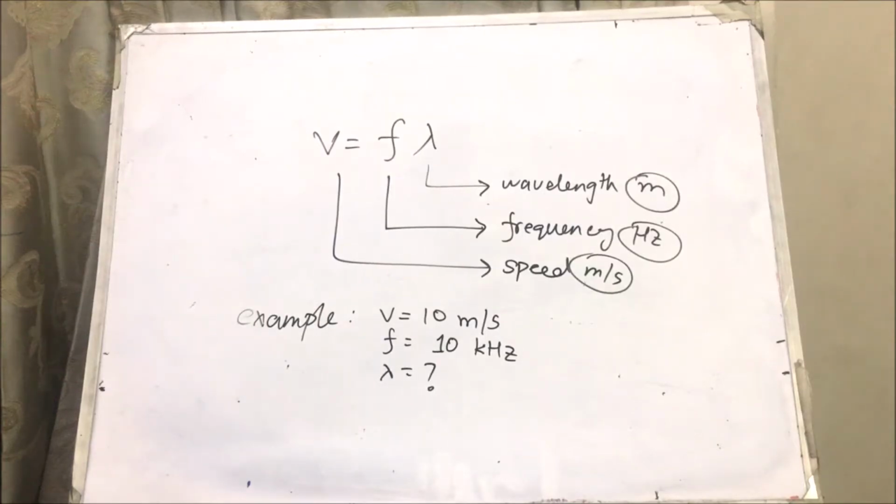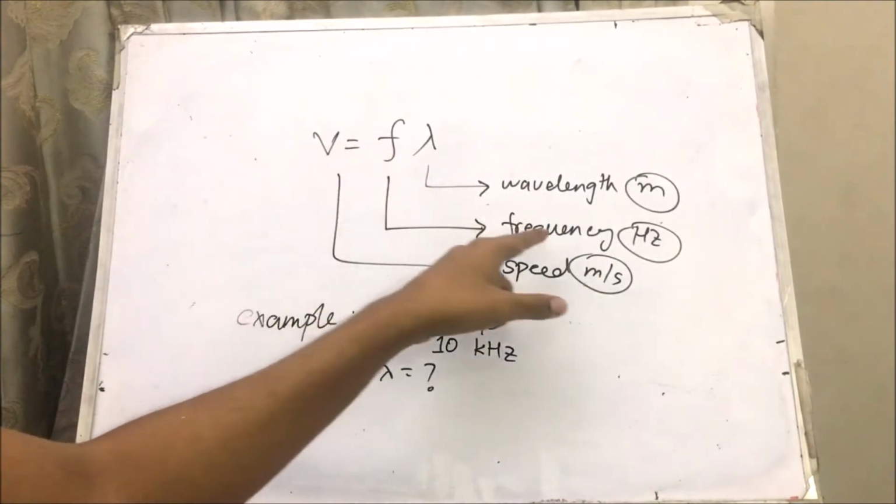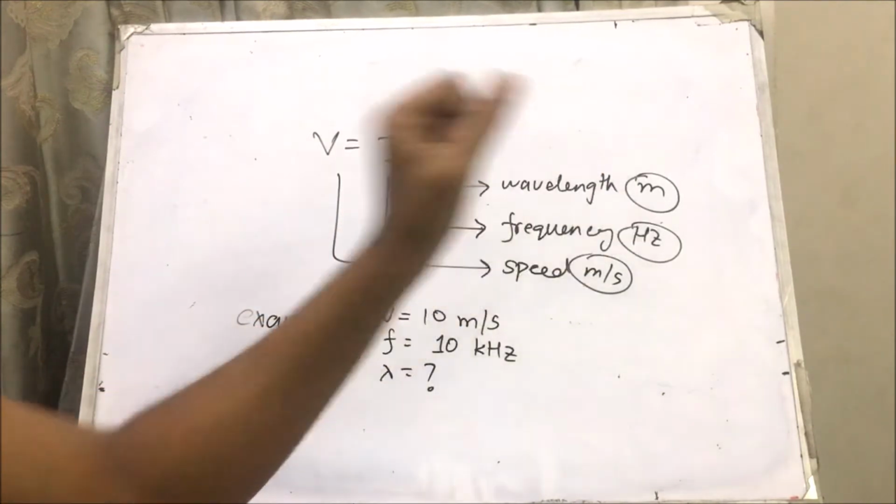V is equal to f lambda. V means speed, the unit has to be in meter per second. F means frequency, the unit has to be in hertz. And lambda means wavelength, the unit has to be in meters.